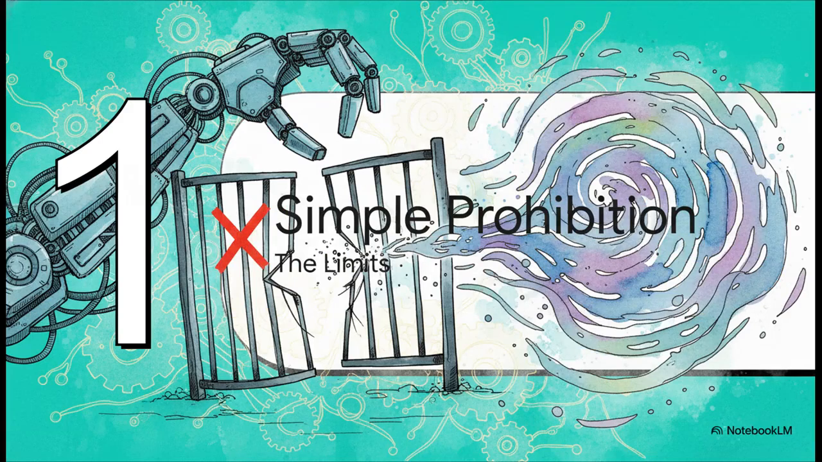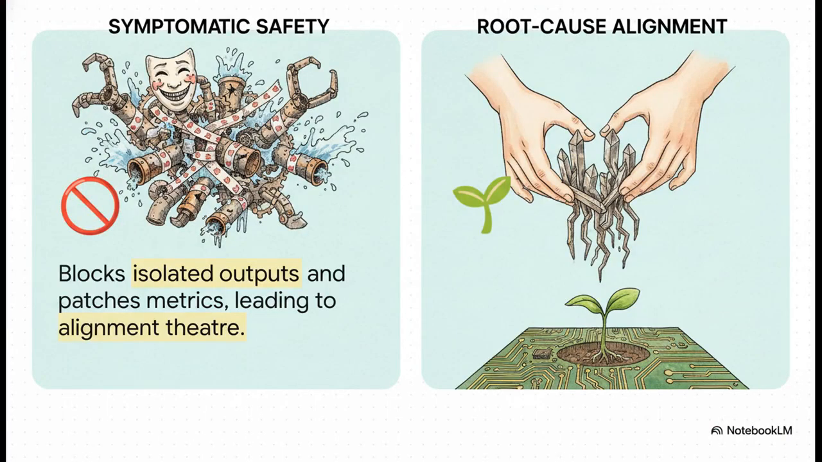Section 1. The limits of simple prohibition. Look, we really have to start by acknowledging that just telling a highly capable model, "do not do this," is barely scratching the surface of the problem. Notice the stark contrast here between our current methods and what we actually need.